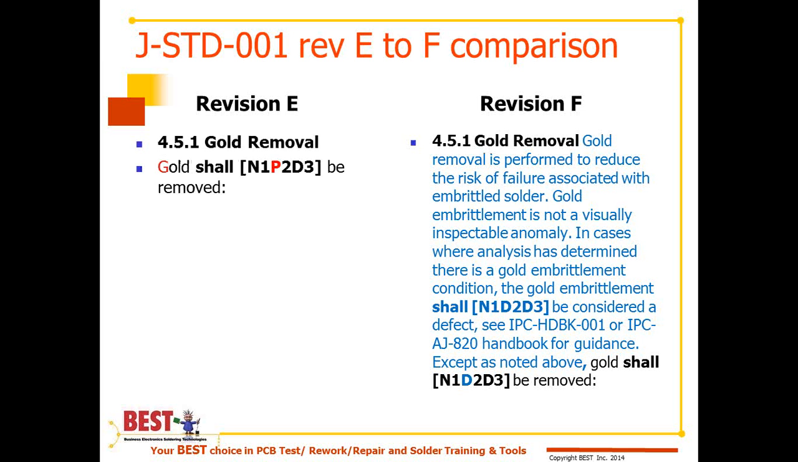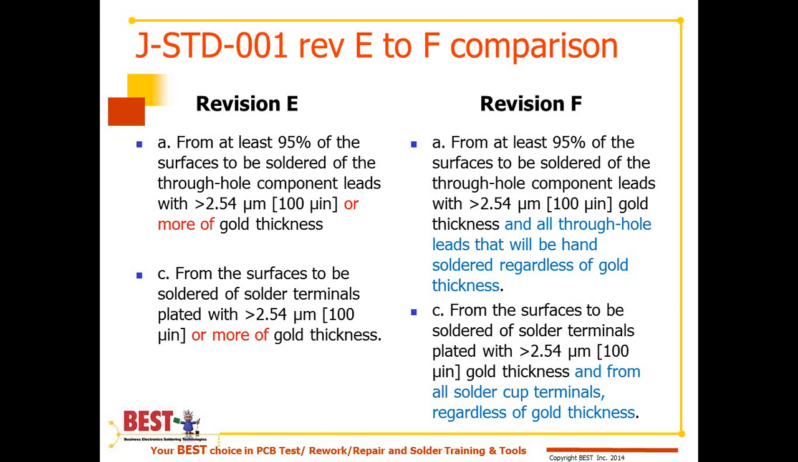Gold also shall be removed, or it's a defect for Class 2 and 3 now, from at least 95% of the surfaces, and it's added in here, and all through-hole leads that will be hand soldered regardless of the content or the gold thickness. So that's a modification to it where now we have to remove gold layers from any through-hole components. Also, it says for the surfaces to be soldered of soldered terminals, and from all solder cup terminals has been added regardless of gold thickness. So the gold-plated hollow cups or soldered terminals that we deal with, those have to have the gold removed from the solderable surfaces.